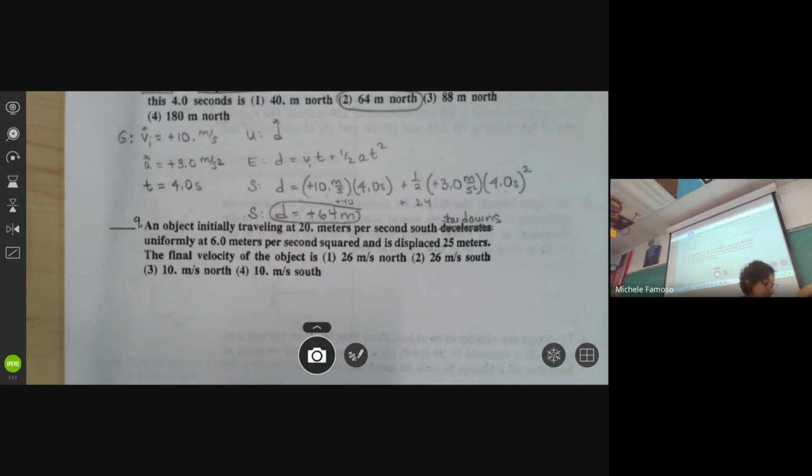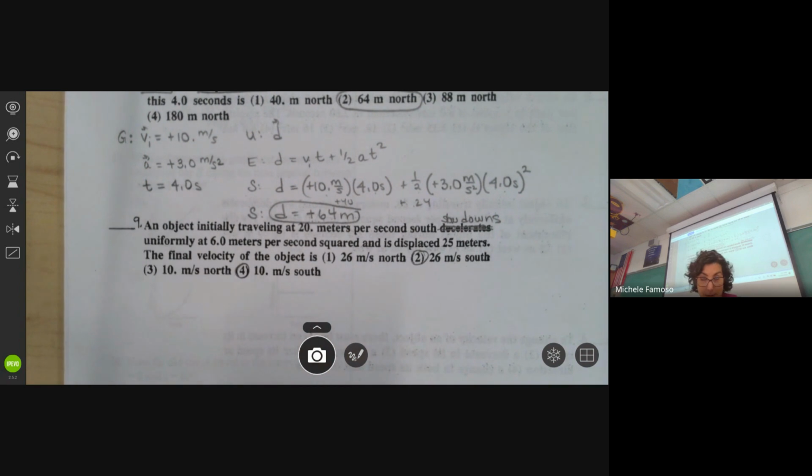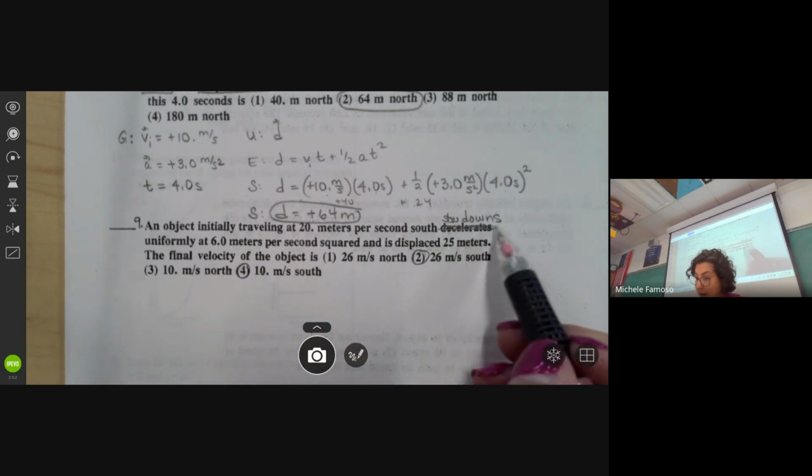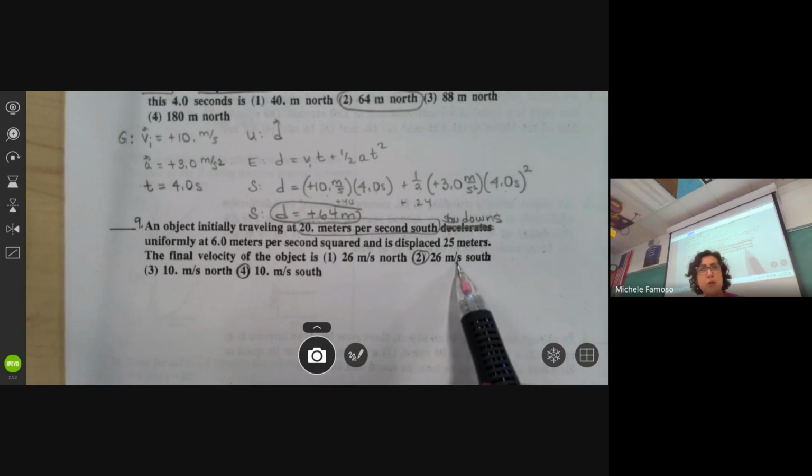Still going south. So you know it's got to be a south answer, 2 or 4. Now, you're slowing down. You started off at 20 meters per second south. Could it ever be 26 meters per second south if you're slowing down? No, because 26 would have been speeding up. So you didn't even have to use the guess method to solve this one, but let me show you how you would if you did, okay?